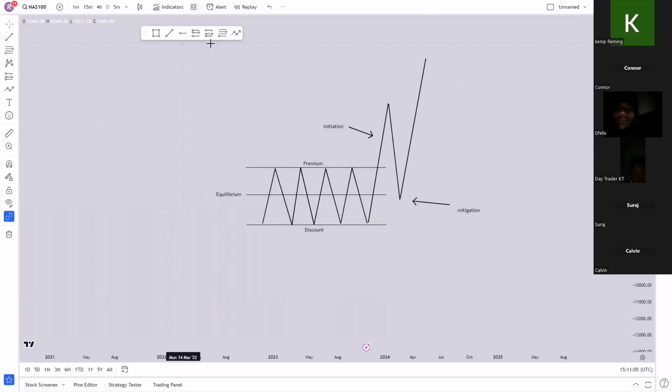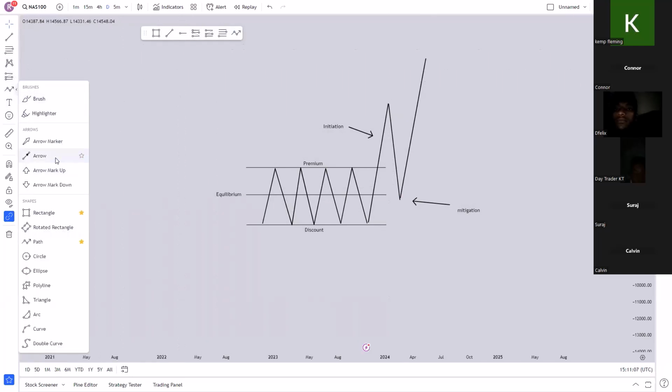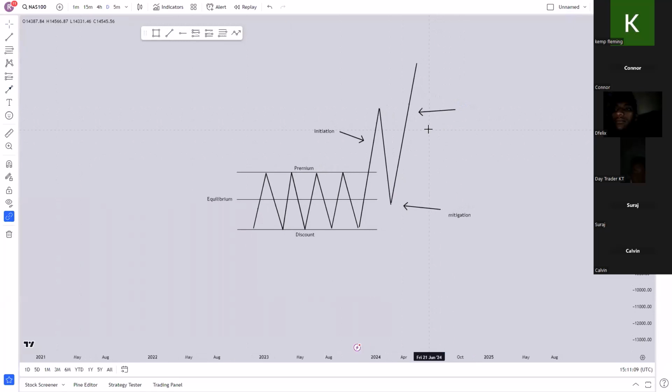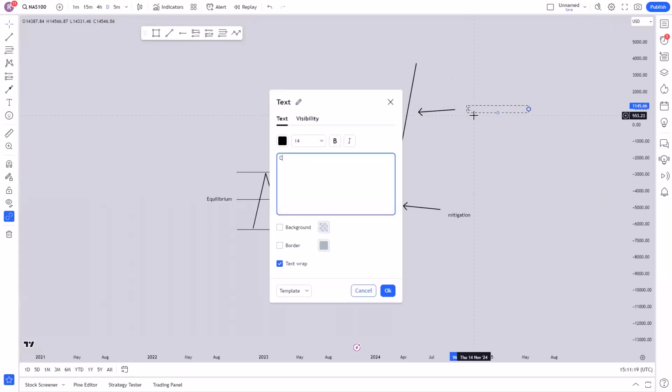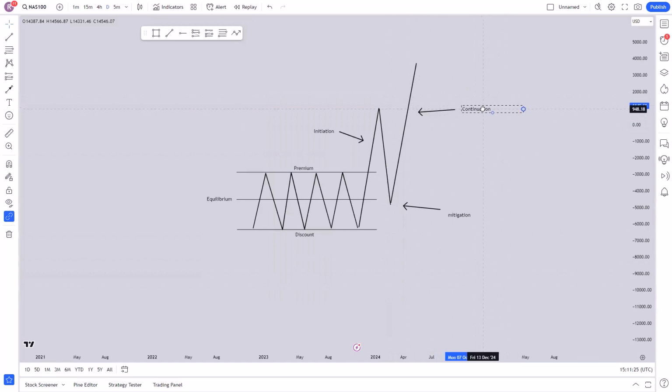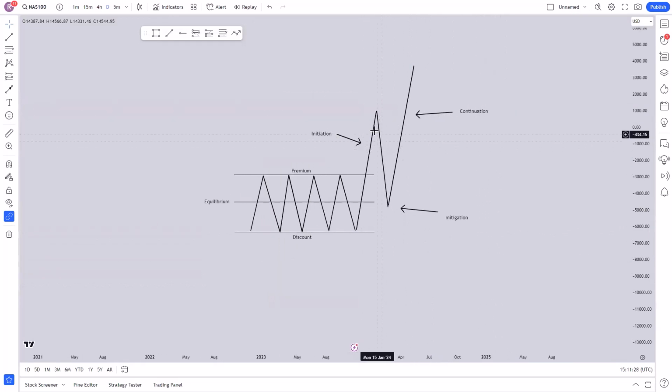So let's just mark this out for any of you who may be drawing this on. We get the continuation. Okay, so this is the three-step formula, as I like to call it, of getting these clues that these moves are about to happen.